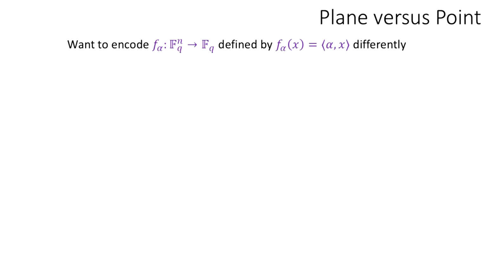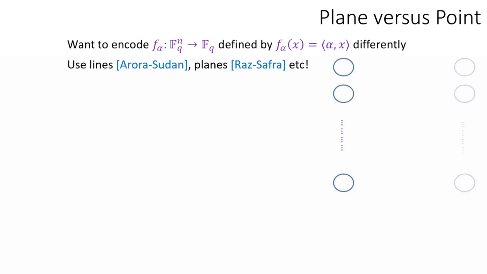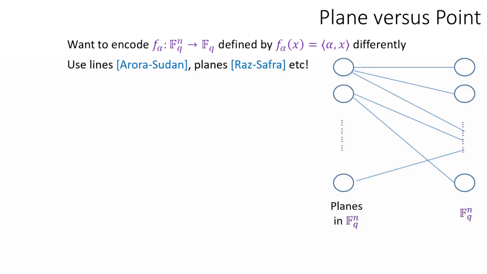So now we get to this more fancy thing, which is called plane versus point, line versus point. There are many variants. We remember this function f_alpha, but now we try to encode it differently. These are classical ideas going back to Raz and Safra, and Arora and Sudan. And the idea is as follows. Instead of encoding f_alpha using only points, I'm going to encode it using points and higher dimensional objects. For example, I'm going to take points and planes. And I encourage you to think about it combinatorially.